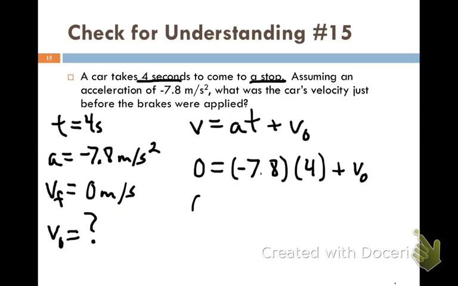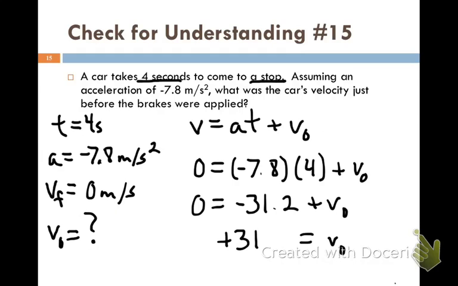So what we're going to get is 0 equals, and we multiply these together, negative 31.2 plus v naught. So all we have to do is just get v naught by itself, and so v naught is equal to positive 31.2. Now we also want to end our equation with units. It's asking for that initial velocity, so velocity is going to be in meters per second.